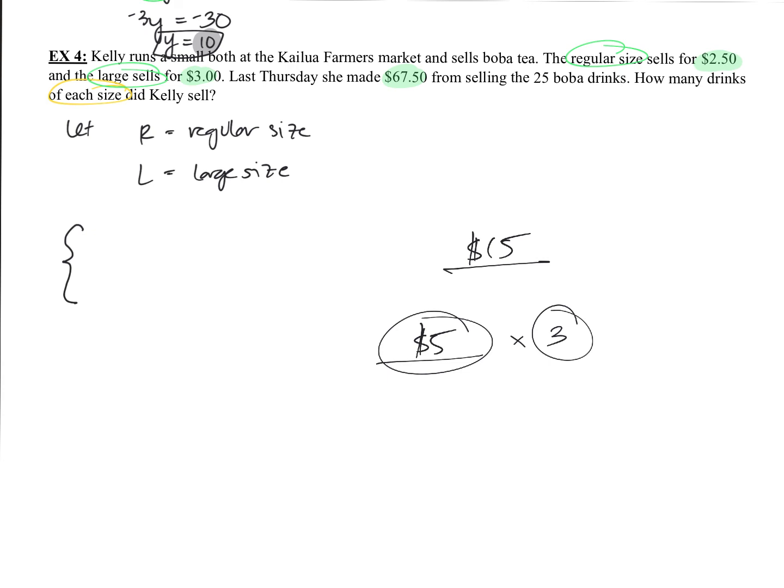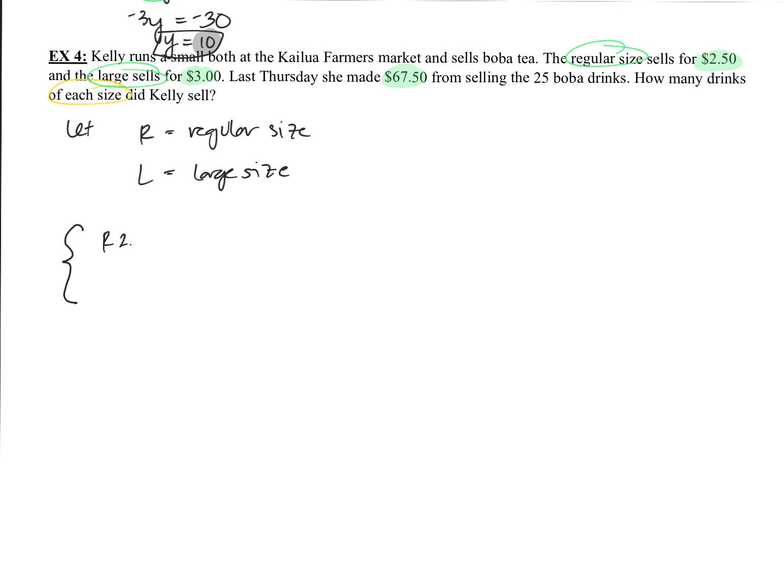Well, that was the thing we were trying to figure out, right? How many you sold. In this case, we don't actually know how many she sold of each size. We only know that it's R or L. But we do know the dollar amount she sold for each one. So to find that, the regular size was R. So R times 2.50. Actually, let me rewrite that as 2.50R plus the largest she sold, so 3L, is going to equal 67.50.